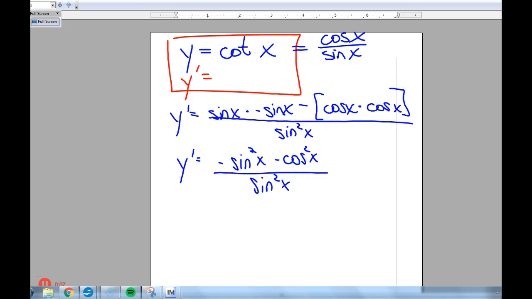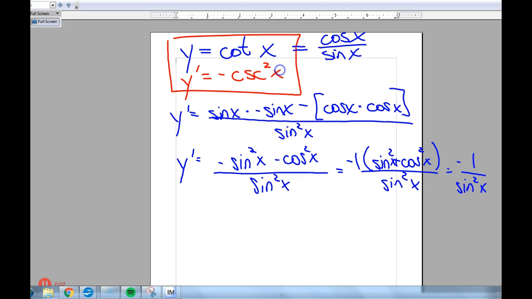x. And again, can I cross out the sine squareds? No. But what I can do is pull out a negative 1. And then what would be left inside of that is sine squared plus cosine squared. Agree? That's the little trick. And then what's sine squared plus cosine squared? 1. So this just says negative 1 over sine squared. And how can I rewrite that so it's not a fraction? Negative cosecant squared.